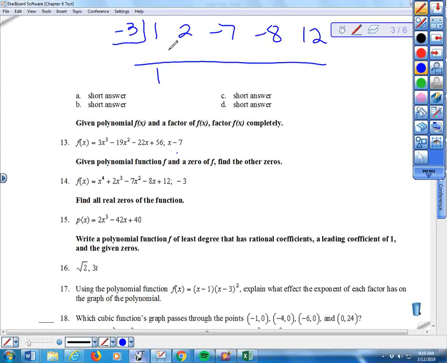1 times negative 3 is negative 3. Negative 1 is 3. Negative 4 is 12. 4, negative 12, and 0.